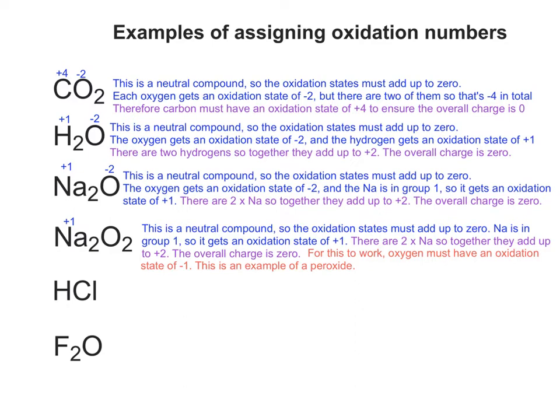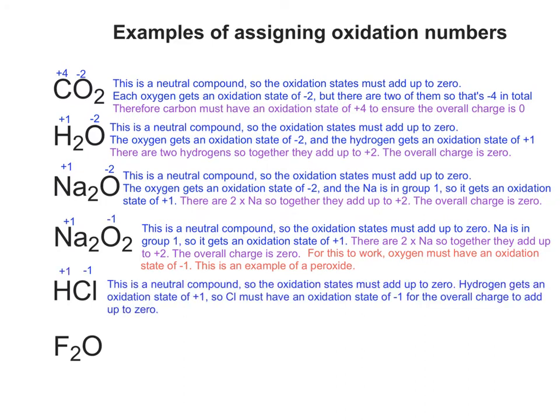However, how are you going to do that if you have oxygen taking -2 and there's two of them? That would make it -4. So for this to work, oxygen has to have an oxidation state of -1. So this is an example of what we call a peroxide. It's an exception to the rule for oxygen.